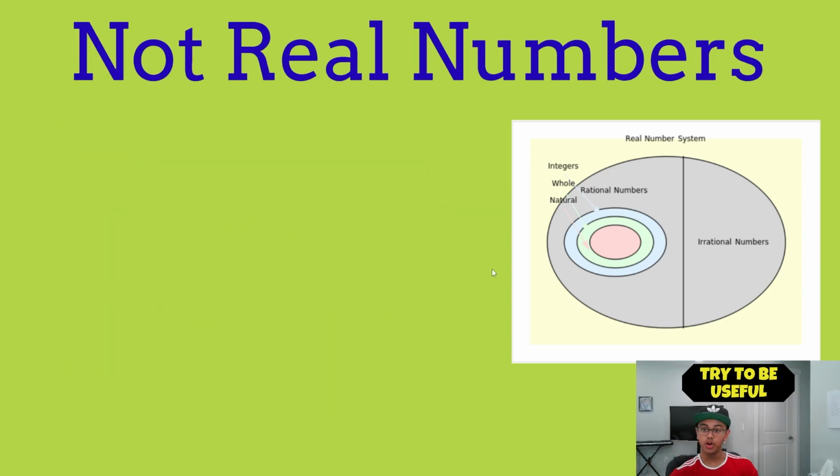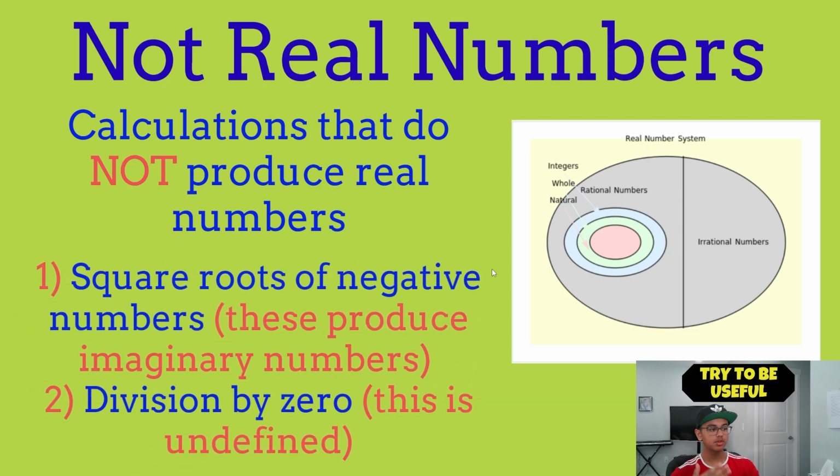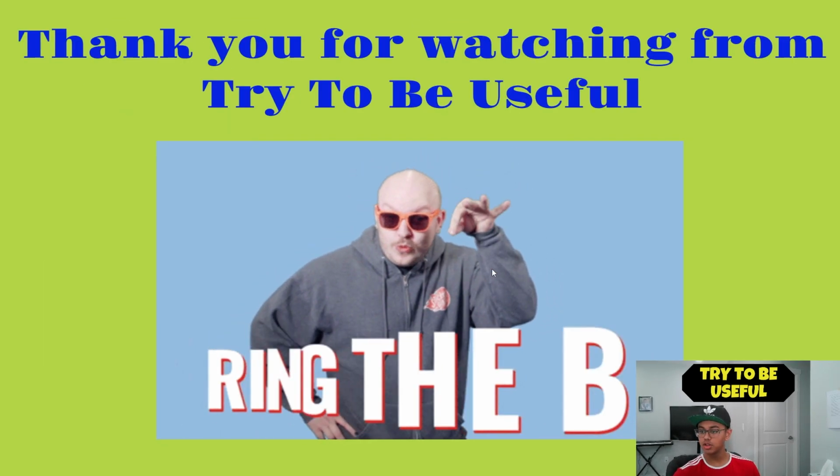Now let's talk about what are not real numbers. Not real numbers consist of calculations that do not produce real numbers. For example, we have square roots of negative numbers. These produce imaginary numbers, so we consider them as not real numbers. And also the second part is division by 0, and since this is undefined, we count it as not a real number. And that basically summarizes everything for our real number system.